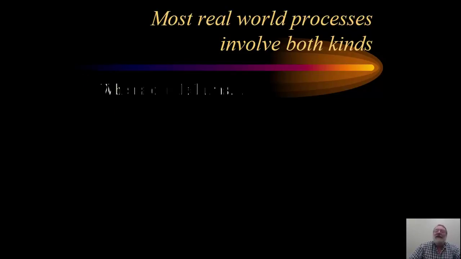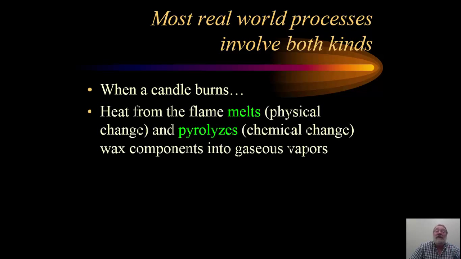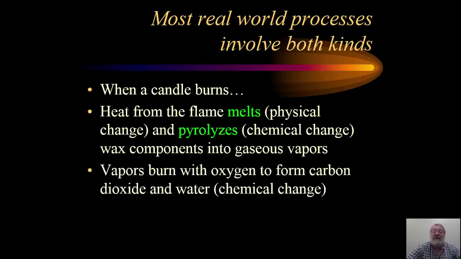So let's look at when a candle burns. It's like most real-world processes, it involves both kinds of changes. Heat from the flame melts the wax, and it also pyrolyzes it, breaks it into shorter chunks that then are in the gas phase. And then the vapors burn with oxygen to form carbon dioxide and water. So there's two kinds of chemical changes going on: pyrolysis, which is breaking long chains into shorter ones, and then rearranging the chemical bonds to make carbon dioxide and water.